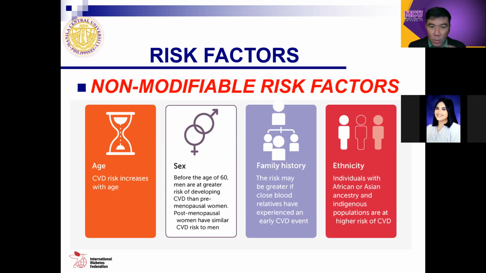Consideration po for family history, so yung immediate relatives po, traced by paternal and maternal, is a non-modifiable risk factor. At ethnicity, this is the one that I'm referring to. Ethnicity with African and Asian ancestry. Tapos yung may mga indigenous populations pa are at high risk of cardiovascular disorders. So pwede po natin ito as long as this is based from the perspective of evidence base.